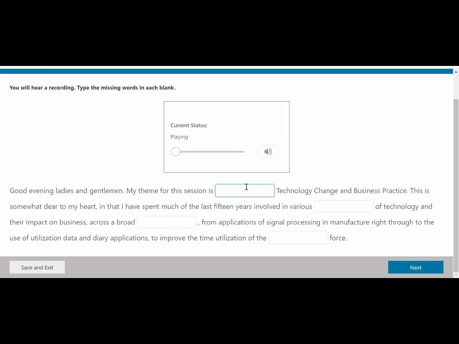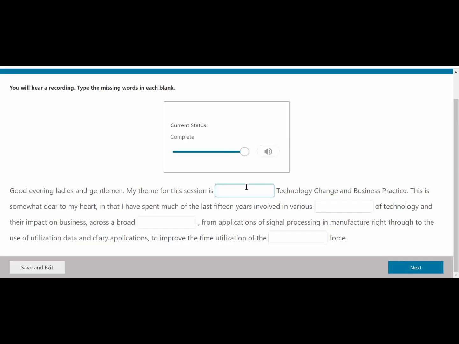Good evening, ladies and gentlemen. My theme for this session is Convergence, Technology Change and Business Practice. This is somewhat dear to my heart, in that I have spent much of the last 15 years involved in various aspects of technology and their impact on business, across a broad spectrum, from applications of signal processing in manufacture right through to the use of utilization data and diary applications, to improve the time utilization of the sales force.